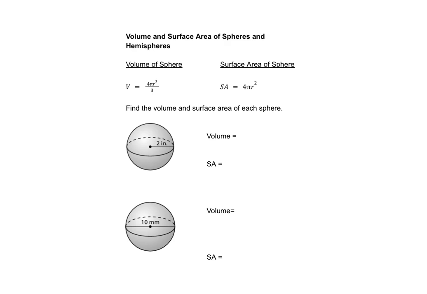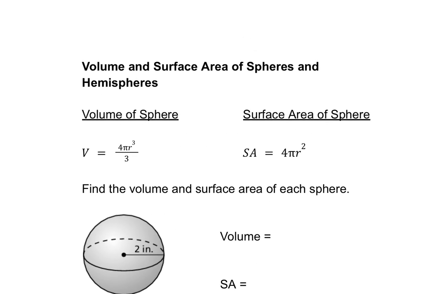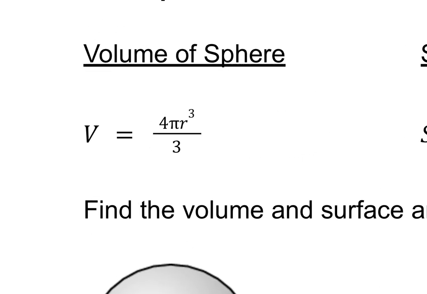Okay, here we are on our last formula for the unit, and we are going to do spheres. And a sphere is basically just a ball of some sort. And our formulas here for volume and surface area. For our volume, we are going to have 4 pi r cubed.